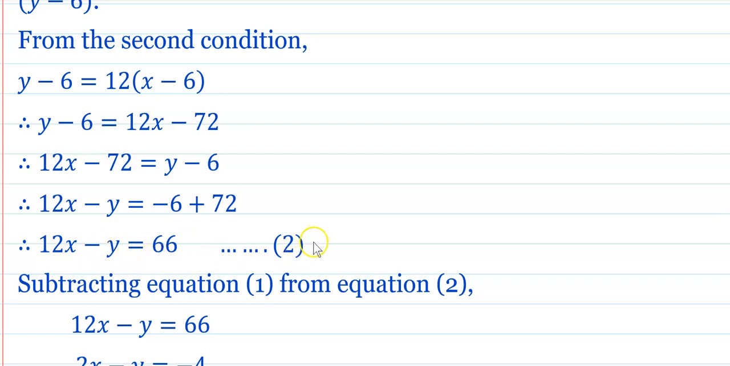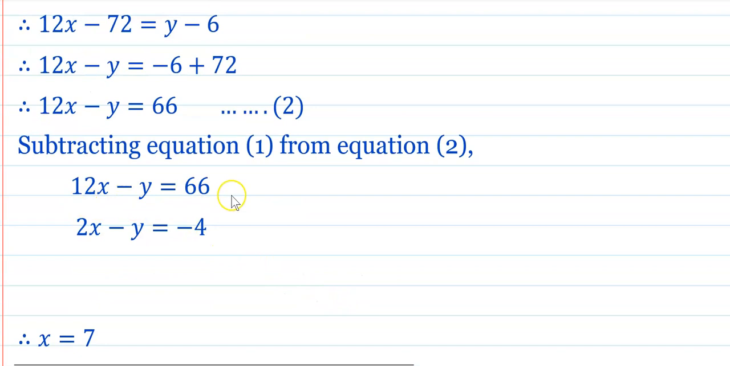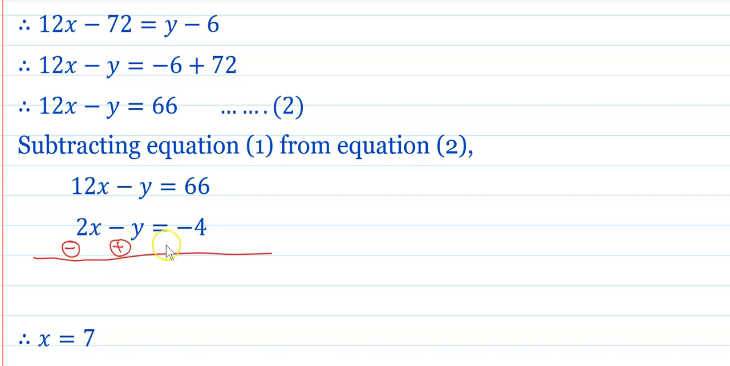The second equation. Subtracting equation 1 from equation 2. Now here is equation 2, and this is equation number 1. Now for the subtraction, here we will change the signs. Now this is plus, minus, this will become plus, and here it's a plus. Therefore, 12x minus 2x, you will get 10x.